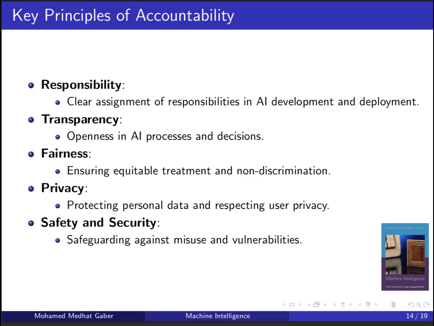This includes ensuring that AI technologies are robust against errors, failures, and malicious attacks. Implementing safety protocols and security measures protects both users and organizations, maintaining the integrity and reliability of AI systems. By integrating these principles into the development and deployment of AI systems, organizations can establish a framework for accountability that promotes ethical practices. This not only helps prevent negative outcomes but also enhances the reputation and trustworthiness of the organization, contributing to the sustainable and responsible advancement of AI technologies.